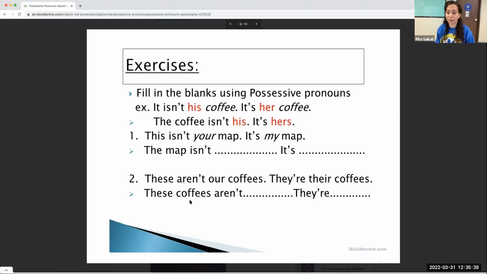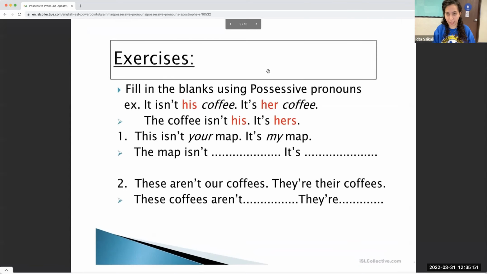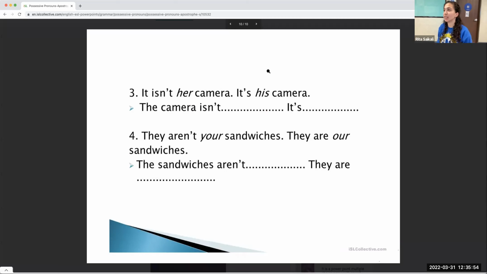These aren't our coffees, they're their coffees. So these coffees aren't ours, they're theirs. That is our answer. Okay, this isn't her camera. It's his camera. What can we replace her camera with? The camera isn't hers. What can I replace his camera with? It's his. Number 4 says, they aren't your sandwiches. They are our sandwiches.